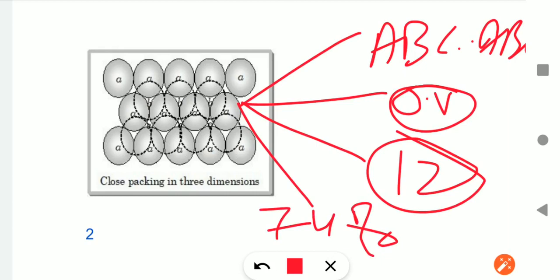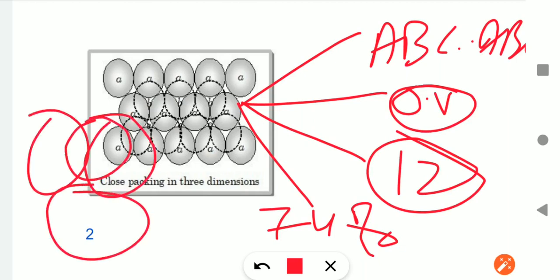Okay, what is an octahedral void? It is formed by the six spheres, three like this and three like this. This void is surrounded by the six spheres.